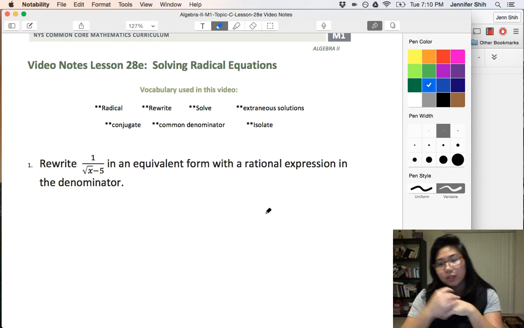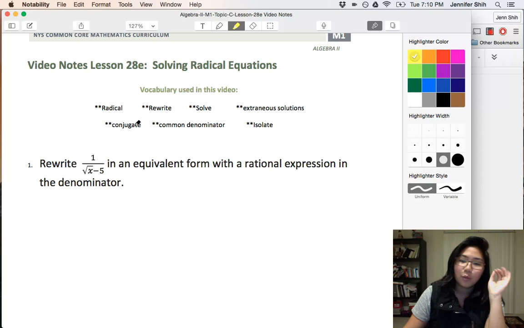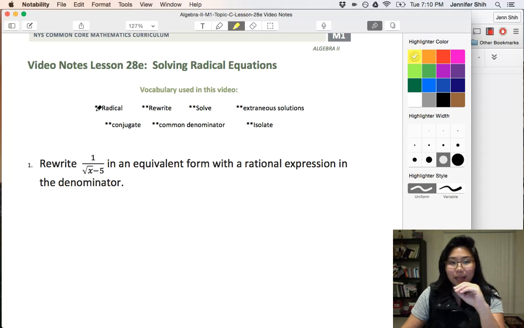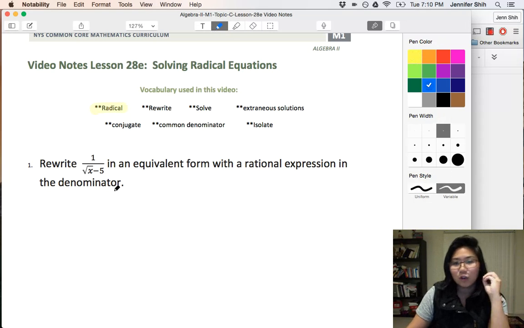So if we pull up the notes here, here's the vocabulary that we're going to use in the video, and when you see these words, make sure you highlight them so that I know that you're using vocabulary and that you can spell it and use it and see it in your notes.